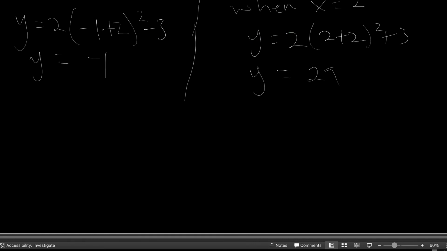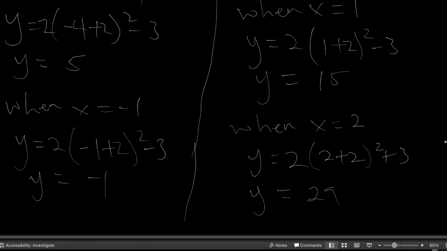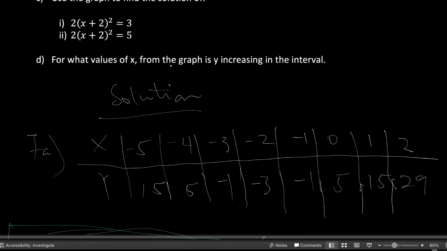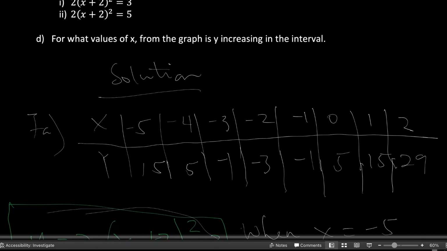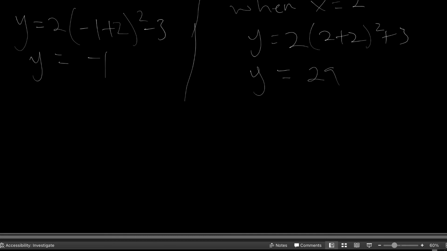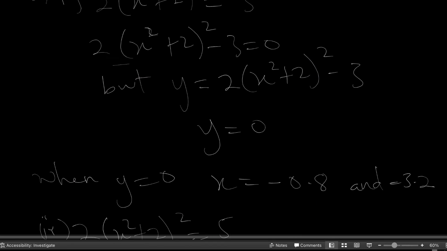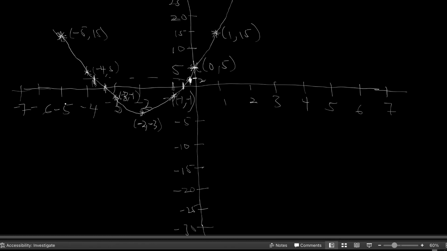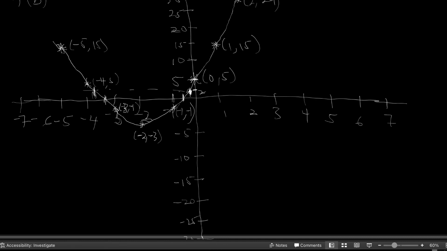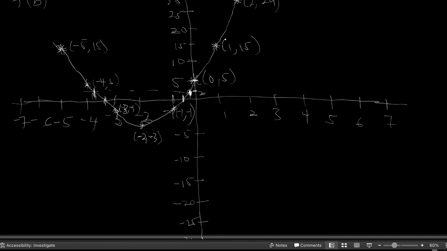So moving on to the last part of the question. It says, for what values of x from the graph is y increasing in the interval? So when we look at our graph, we can see that it decreases from x equal to negative 5 to x equal to negative 2. And it starts increasing from x equal to negative 2 to x equal to 2. So for what values of x is y increasing? We say from negative 2 to 2.